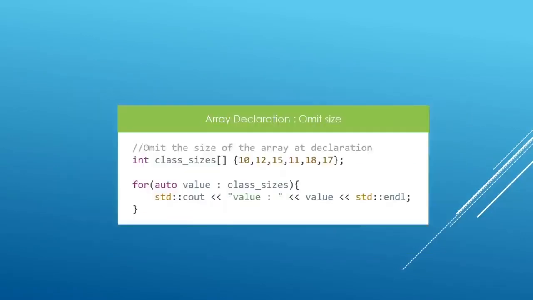It is possible to also omit the size when you are declaring your array, and the compiler is going to deduce the size from the elements that you initialize your array with. For example, here we have 1, 2, 3, 4, 5, 6 elements. This array is going to have a size of 6. And if we print elements, we're going to get those printed out.